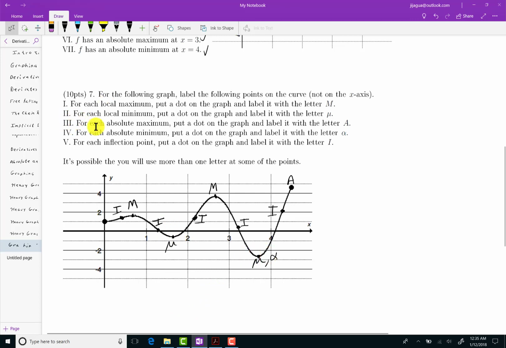Now for an absolute maximum, label it with the letter capital A. There it is. That's the highest point on the graph. Alpha is the absolute min, so I put it over here. This is both a local minimum and an absolute minimum. And then finally, try to estimate where the I's should be. The changes in inflection. That's whenever you change from up to down or from down to up.